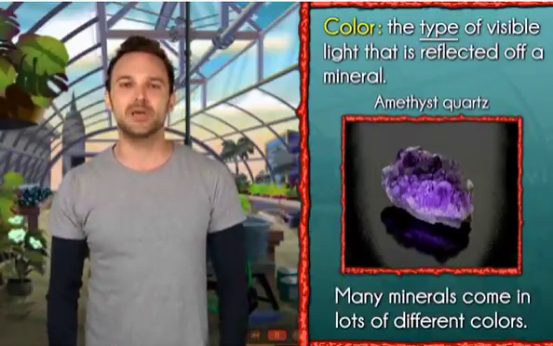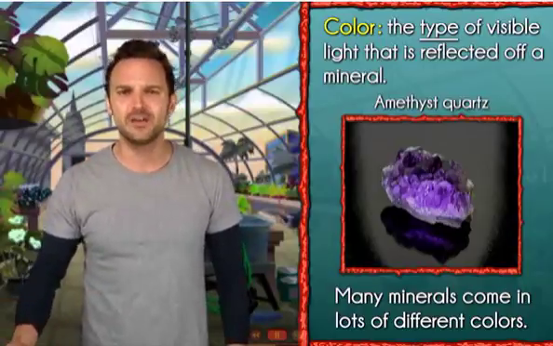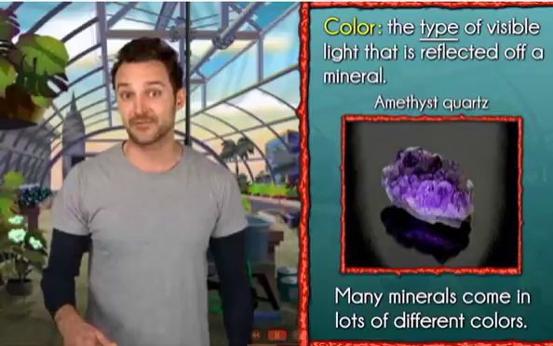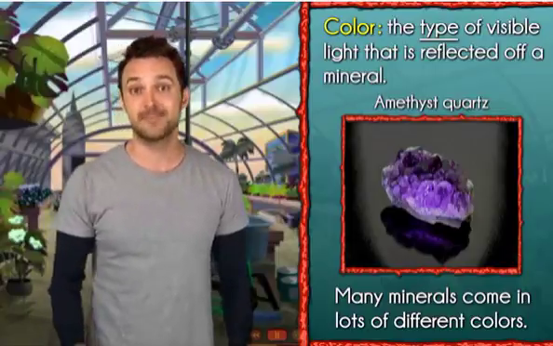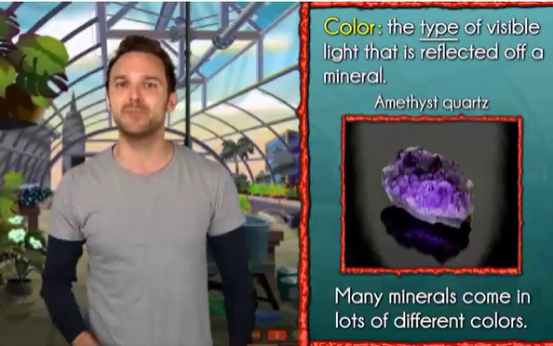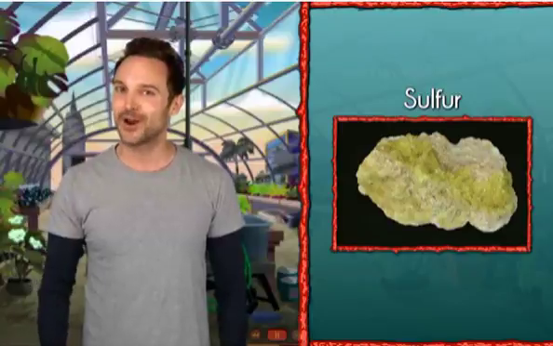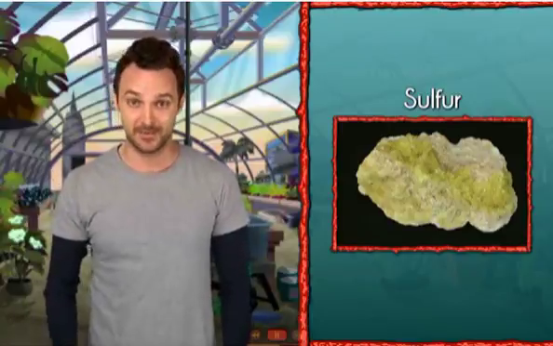Quartz, like many other minerals, comes in lots of different colors. So color, by itself, is usually not the best property for trying to identify minerals. However, color can be a good property to help identify some minerals. Like this next one, sulfur. It has a very distinctive yellow color, but sulfur isn't the only yellow mineral.